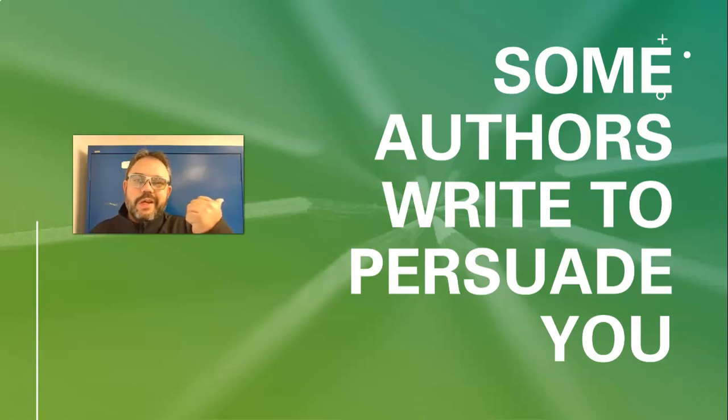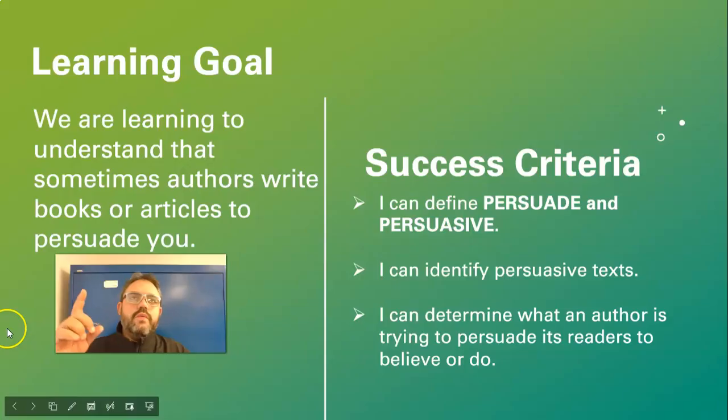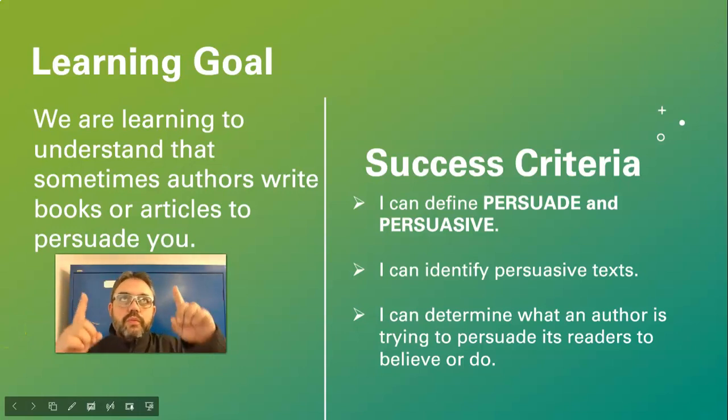As you can see right here, today we're talking about how some authors write to persuade you. All right? Still rolling along with our author's craft, so we're going to be examining some choices, some purposes that the author might have and make. So before we get into all that, you know what's coming up. We got to establish our learning goal. We got to see where we're headed and see how we're going to measure our success. And we're going to do that with a learning goal. Boom, right above my head.